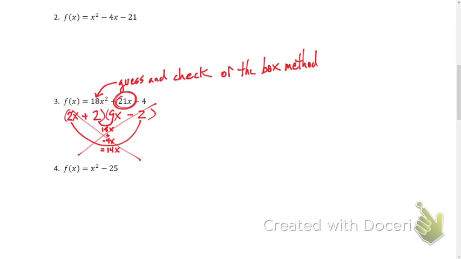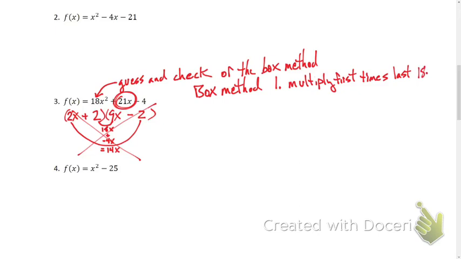You can keep playing with the numbers and eventually you'll get it. It's like a Rubik's Cube. You keep trying numbers and maybe it'll work. But the box method always works. First, multiply first times last. 18 times -4. And I got -72.